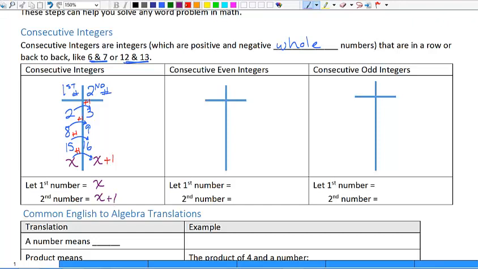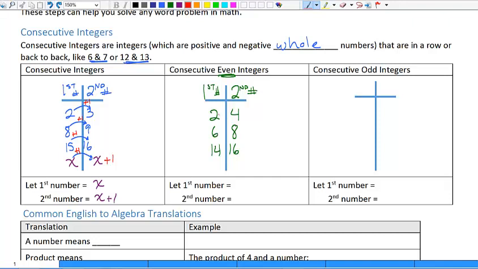Okay, let's try this again, but this time let's do consecutive even integers. So every number I'm going to give you is going to start out to be an even, and you have to find the next consecutive even number. So let's start with an easy one, 2. So 2 is an even number. What is the next consecutive even number? Well, that's 4. Because 2 and 4 are back to back, but both even. What if I gave you 6? Well, the next consecutive would be 8. And what if I give you 14? Well, the next consecutive would be 16.